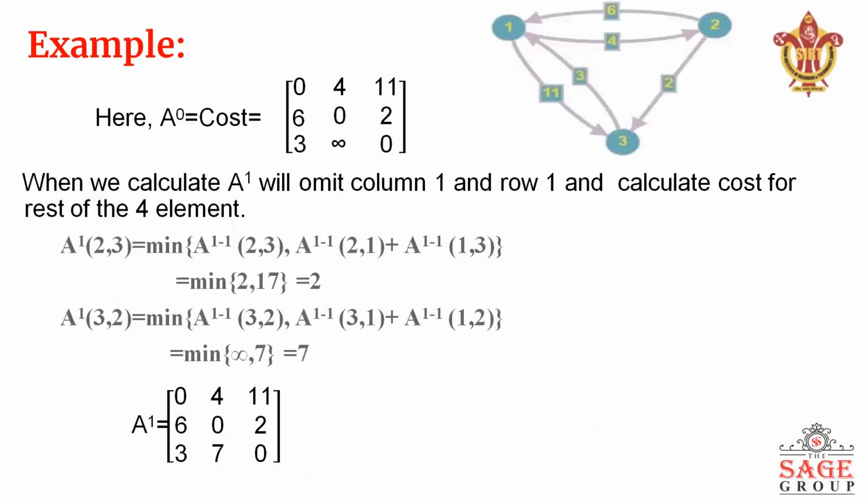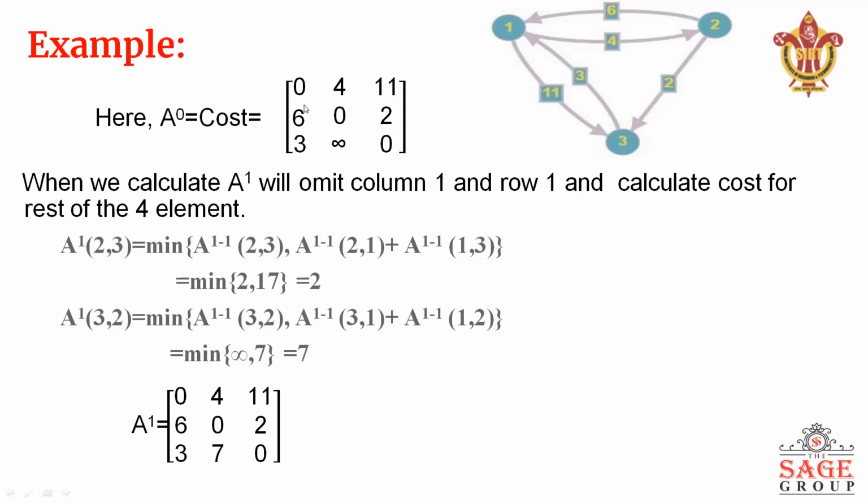Now let's take an example. As we see in the given graph, we have three vertices 1, 2, and 3, and edges are given between these. There's an edge from 1 to 2, 2 to 1, 1 to 3, 3 to 1, and between 2 and 3, with the corresponding weights given. So firstly we create a cost matrix and copy it into my array A.